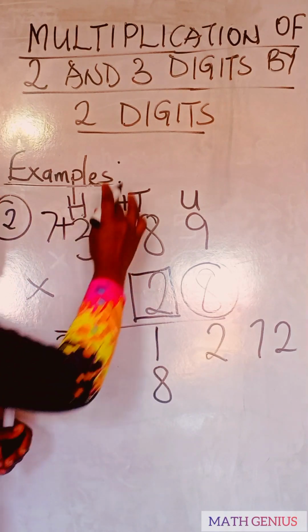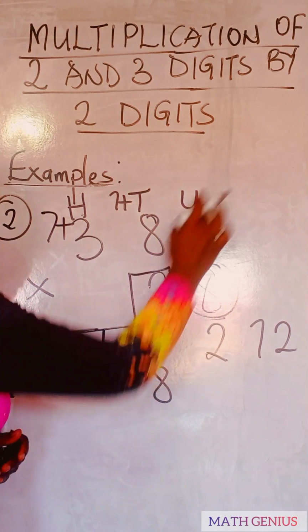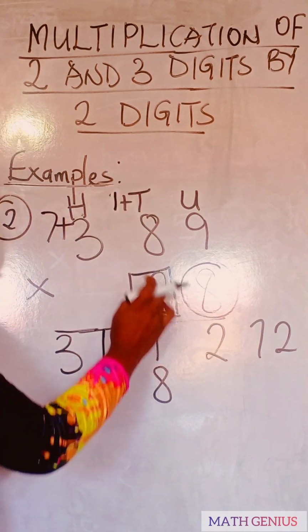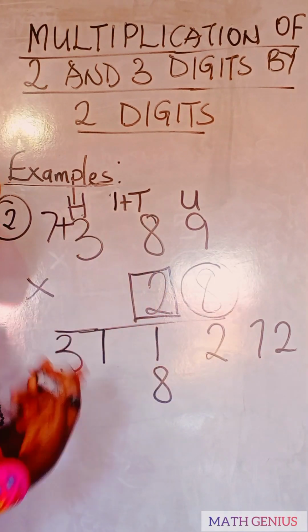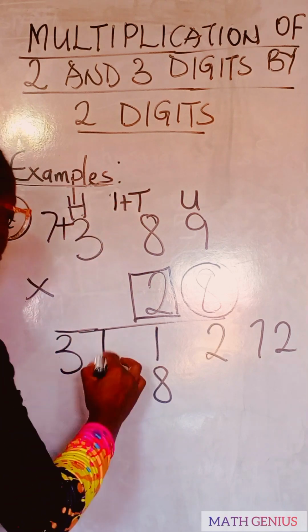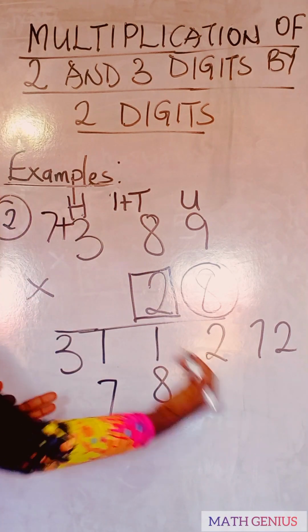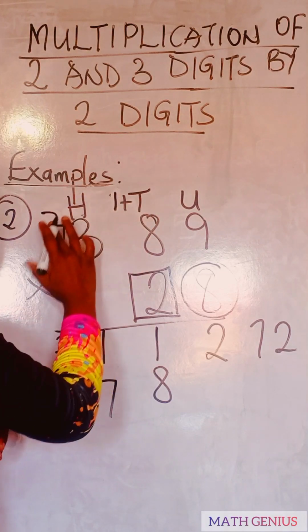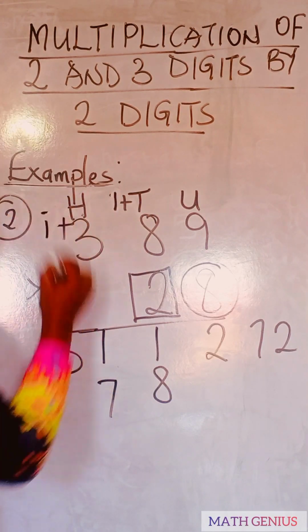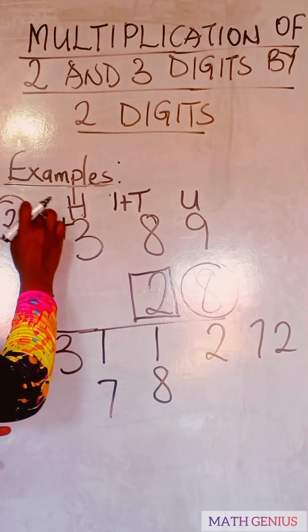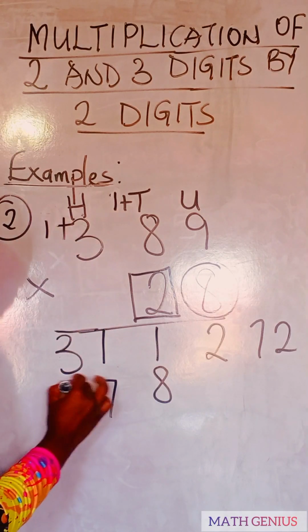Then we take 1. We have done 2 times 9, 18. Put down 8. We take 1 to tens now. 2 times 8, 16, plus the 1, 17. So from tens to 100, right to left. Take 1 to the next value. 2 times 3, 6, plus the 1, 7.